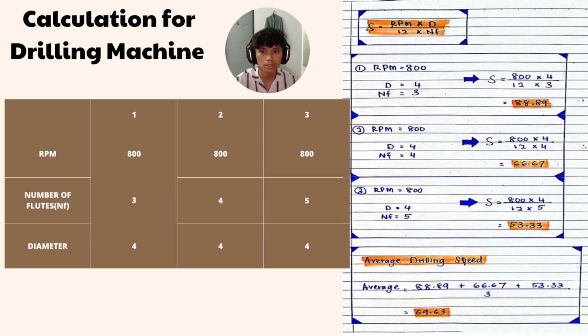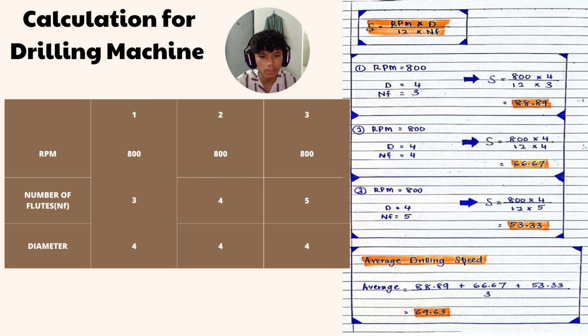This is a calculation for the drilling machine, and the table is already given. Spindle equals RPM times D divided by 12 times NF. For number one, RPM equals 800, D is 4, NF equals 3, and just put it in the formula. The answer is 88.89. Number two, the step is still the same.